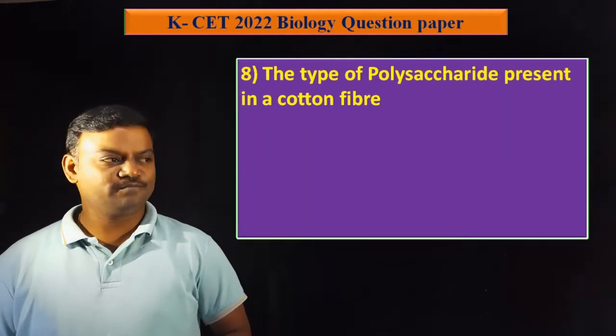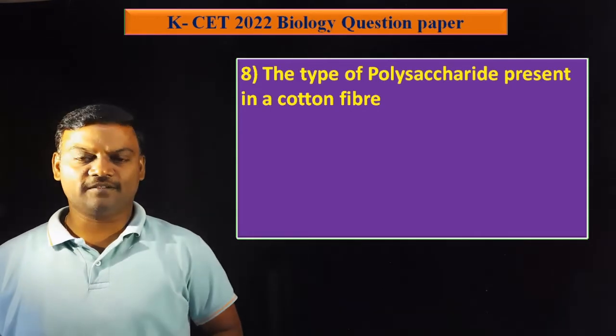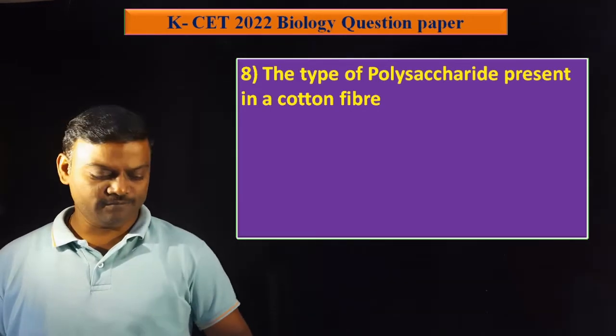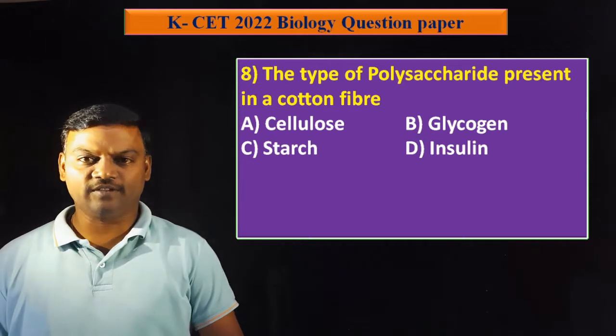Question number 8. The type of polysaccharide present in cotton fiber. Option A, cellulose.